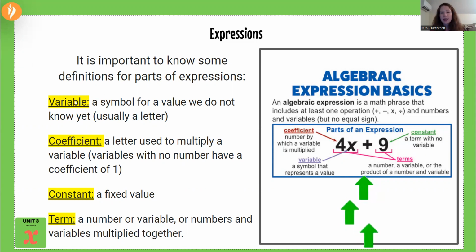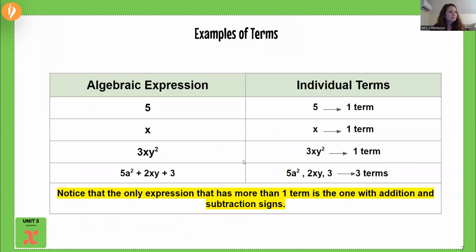Variable, a symbol that stands for an unknown number. A coefficient is any variable that has a number multiplied in the front of it. That is your coefficient. A constant is a number that is not attached to a variable, and terms are separated by plus and minus signs.